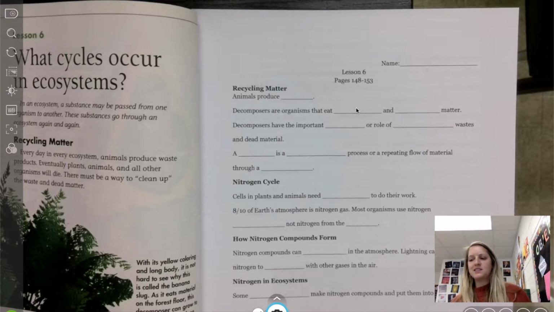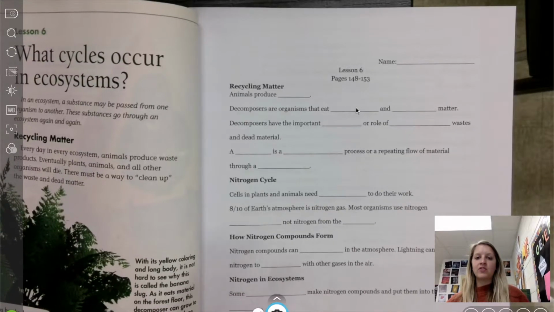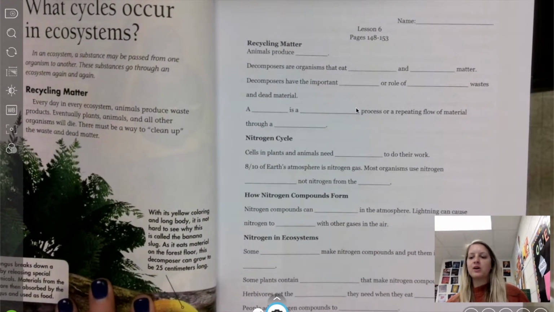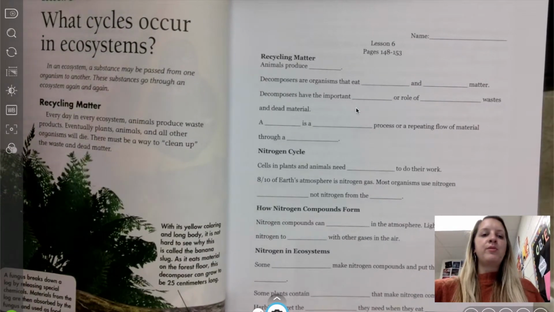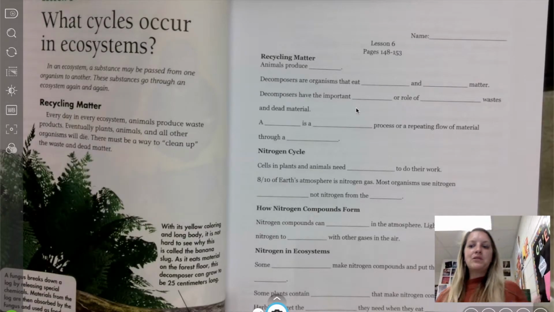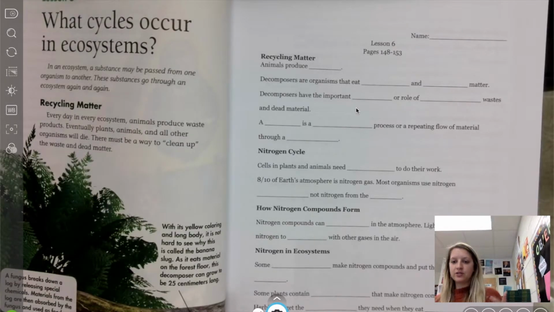So for lesson 6, we're going to break it up into 2 different days, but we are going to start on page 148, and you can have your notes out, and we'll go through part of the lesson and then do the rest for tomorrow. So as we begin reading, we're going to be talking still about ecosystems and then the different cycles that happen throughout it.